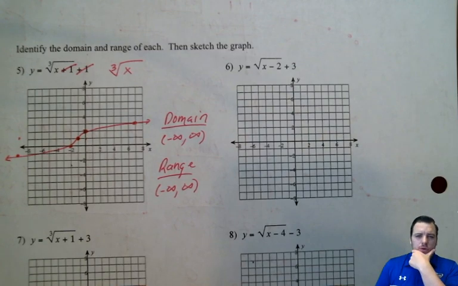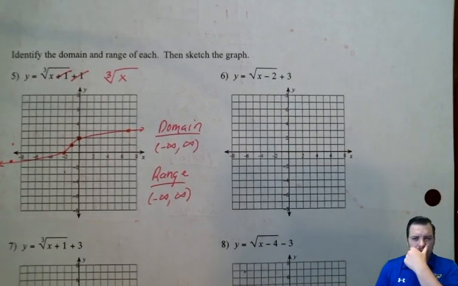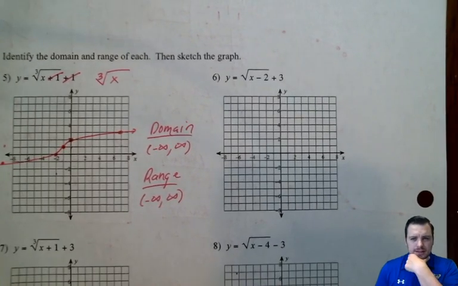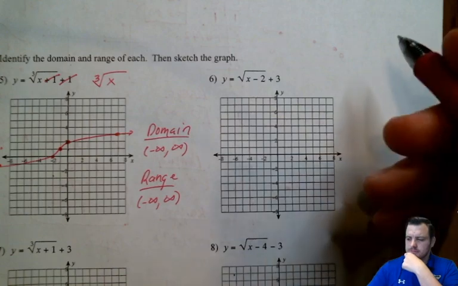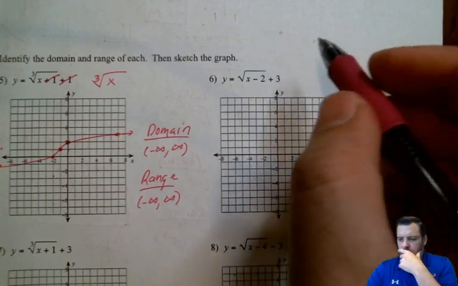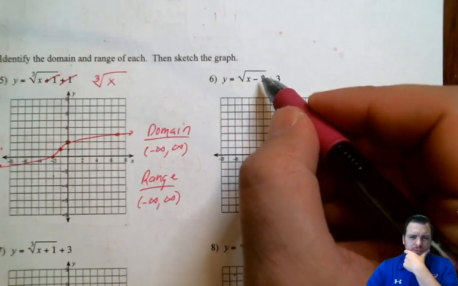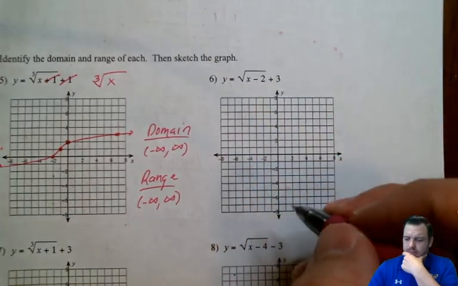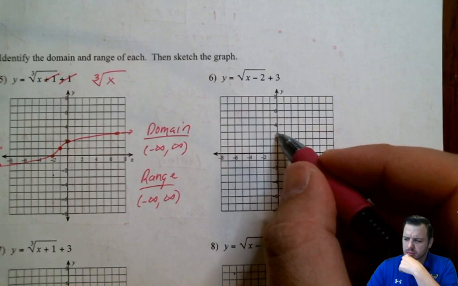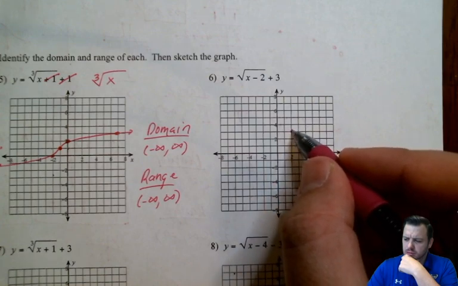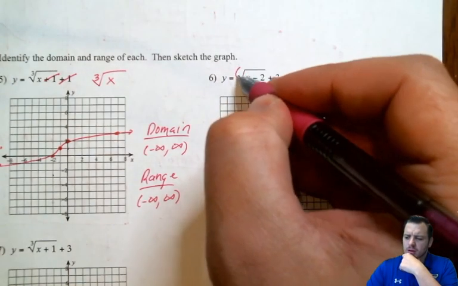All right, looking at number 6. Moving on, if I don't have any questions. Looking at number 6. Y equals the square root of x minus 2 plus 3. So, plus 3 goes up 3, minus 2 goes right 2. So, plus 3, 1, 2, 3, and then go right 2, 1, 2. That's my point.